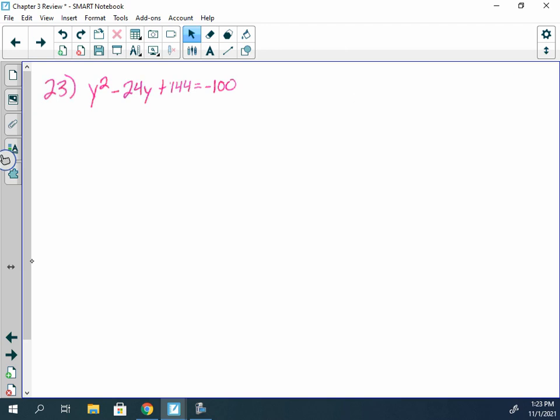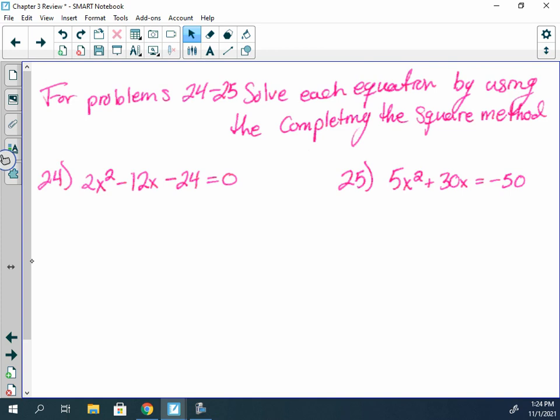So any questions on 23 before we look at 24? 23 is different, because we could refactor that to a set of parentheses squared and go from there, or we can move everything over and use the quadratic formula. Questions on 24 or 25? Let's see which one's harder. Definitely 24. So we can do both.